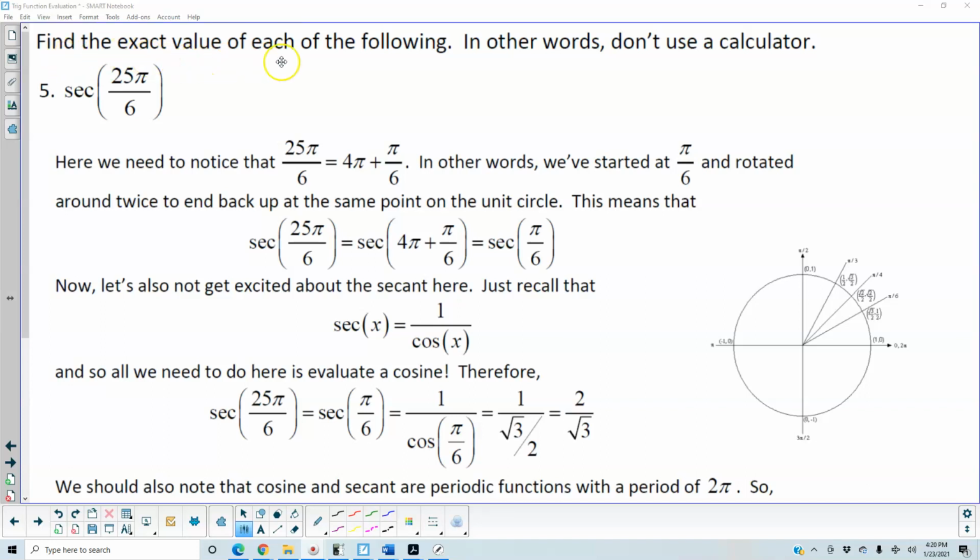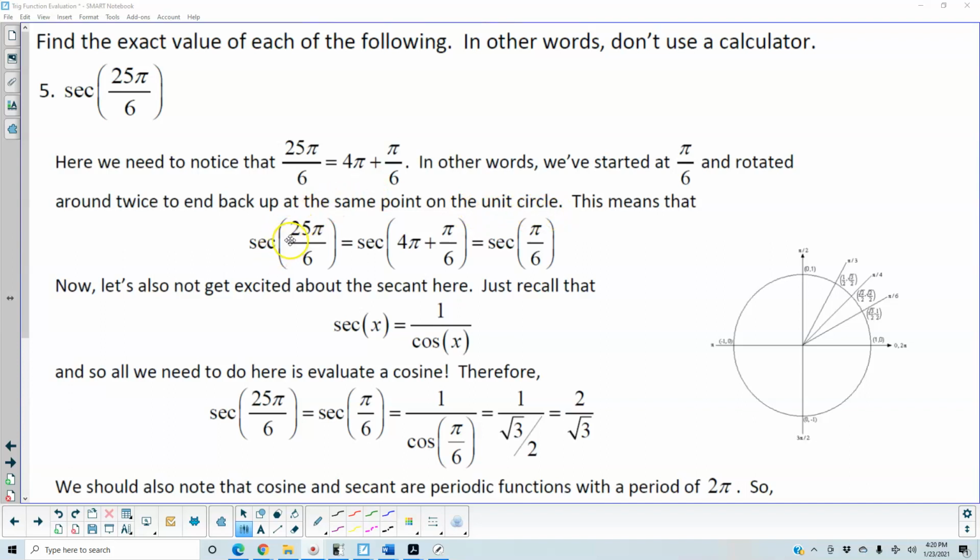Here we want to find the exact value of each of the following. We're going to find secant of 25 pi over 6. Well, here we need to notice that 25 pi over 6 is equal to 4 pi plus pi over 6. So in other words, we've started at pi over 6 and rotated around twice to end up back at the same point on the unit circle.